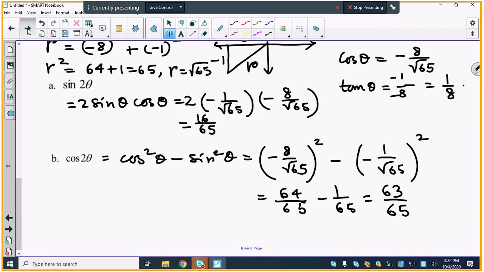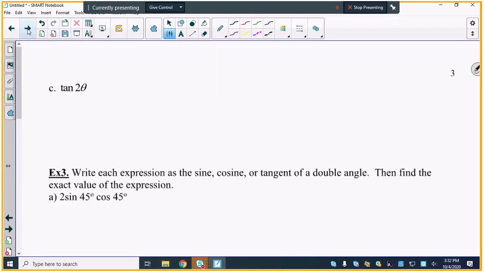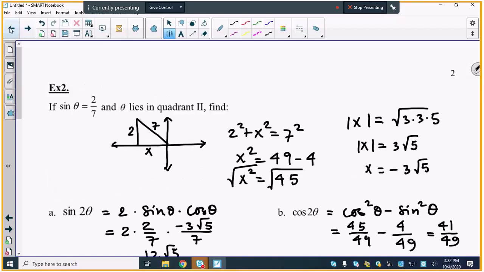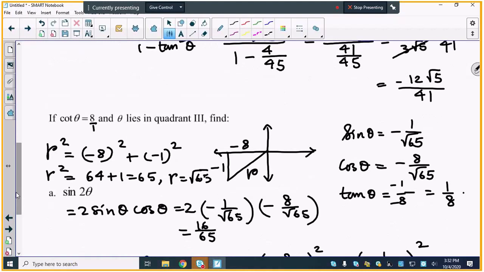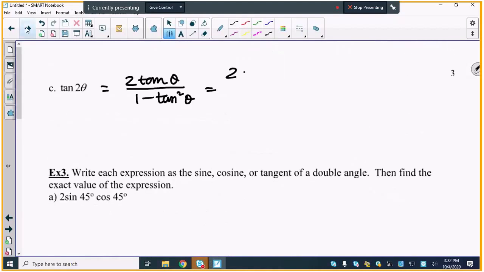Alright, so finally we're going to find tangent 2 theta. So remember the formula, it's 2 tangent theta over 1 minus tangent squared theta. So I get 2 times, if you remember what tangent theta was in the work that we have done, it was 1 over 8 for this problem. So I'm going to use the value 1 over 8. And then I will have 1 minus 1 over 8 squared.